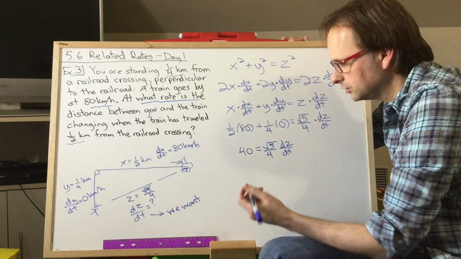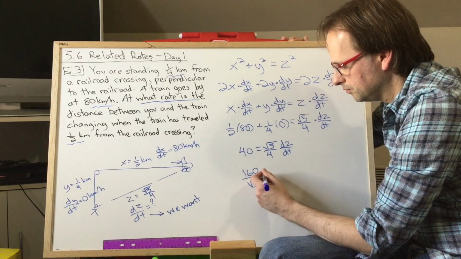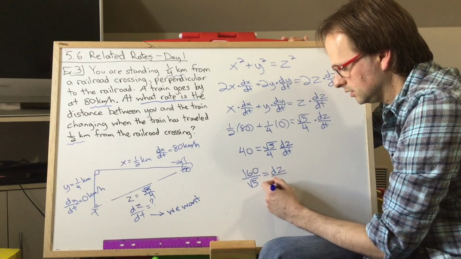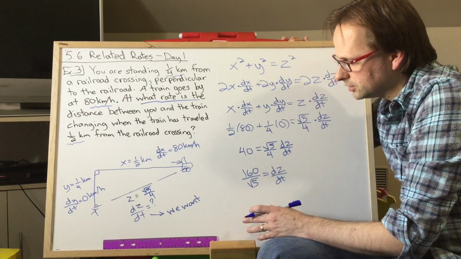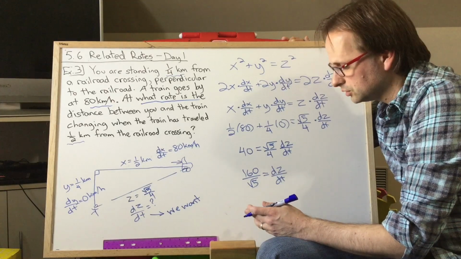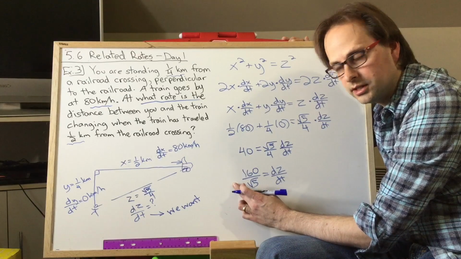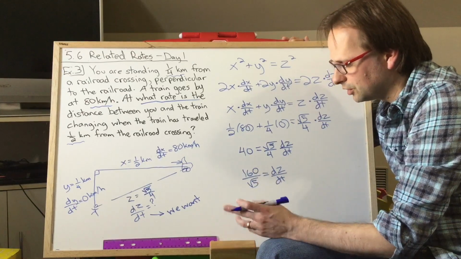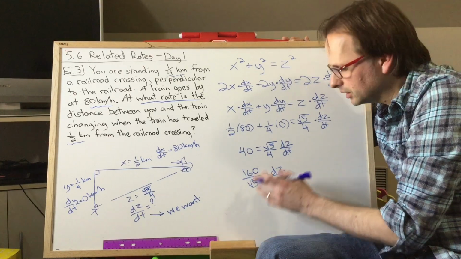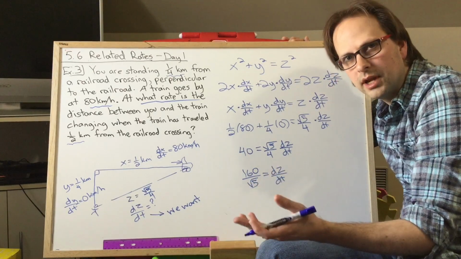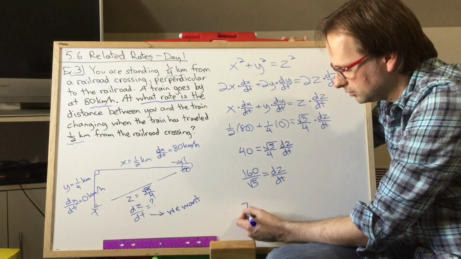Times by 4, I get 160. Divide by root 5. I get the exact value of this. So there is a perfect representation of the rate of change between you and the train itself. The distance is increasing because dz by dt is positive at a rate of 160 over root 5 kilometers per hour. But that's kind of difficult to think about, like how big is that number? So we can head to the calculator and we'll find out that this is 71.6.